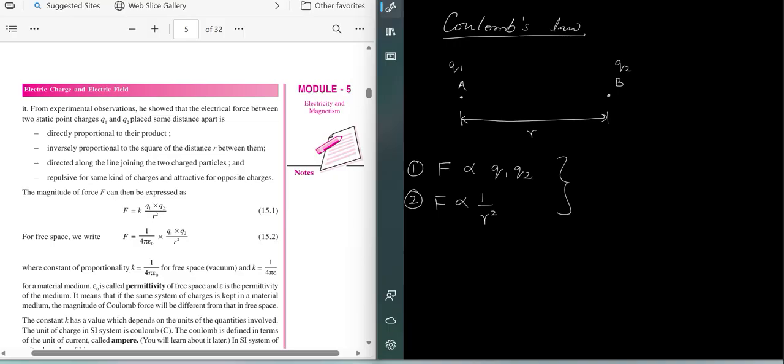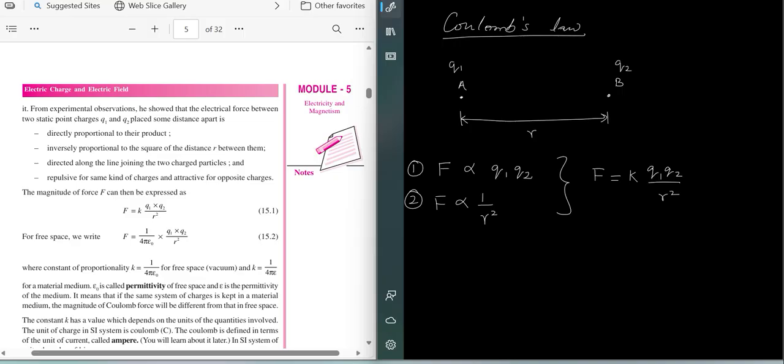Combining these two, what he said was F is equal to K into Q1 into Q2 upon R square, where F is the magnitude of the force, Q1 and Q2 are the charges on the point charges A and B, R is the distance between them, and K is a constant.